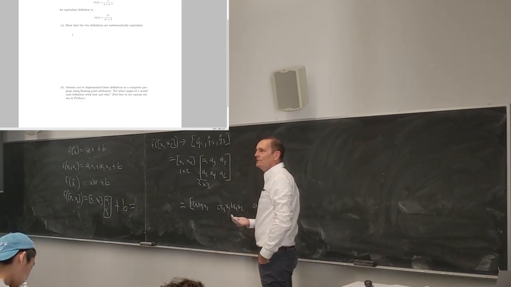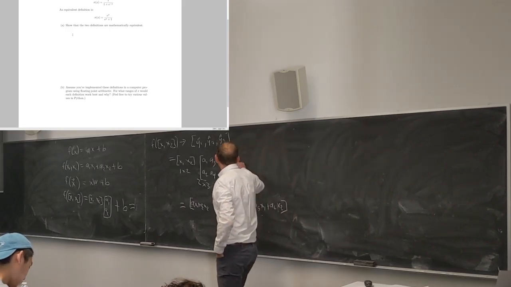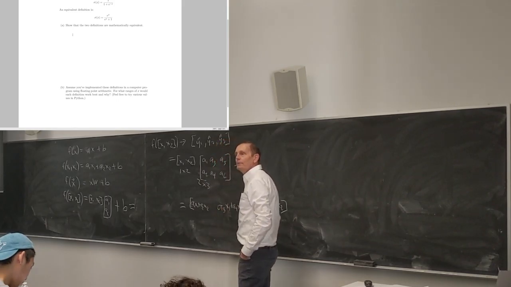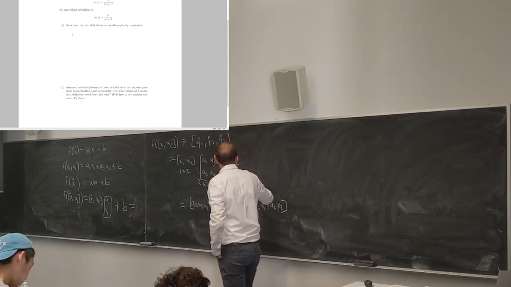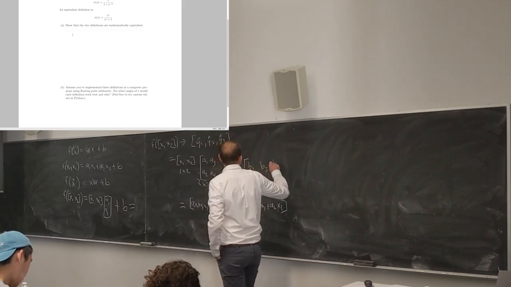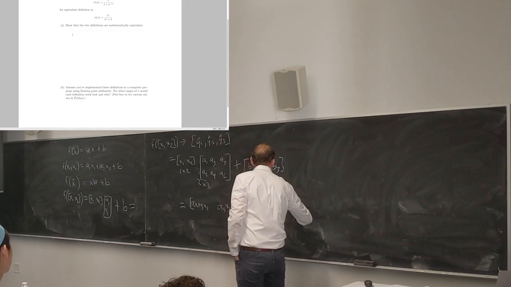What are we missing? B. So let's add B. Plus, well, we know it's got to look like a 1 by 3, right? So this is going to have to be a 1 by 3, b1, b2, b3, let's say.